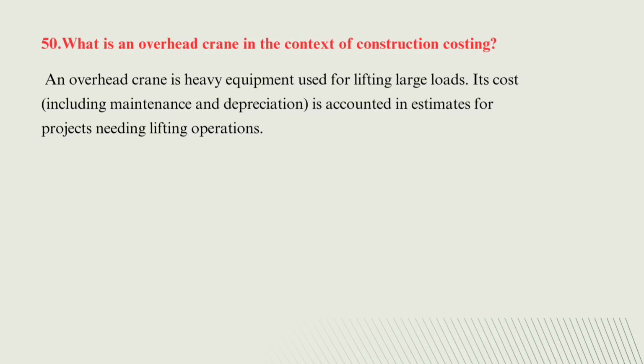The next is question number 50. What is an overhead crane in the context of construction costing? An overhead crane is a heavy equipment used for lifting large loads. Its cost is accounted in the estimates for the project needing lifting operations. It includes maintenance and the depreciation of equipment also.